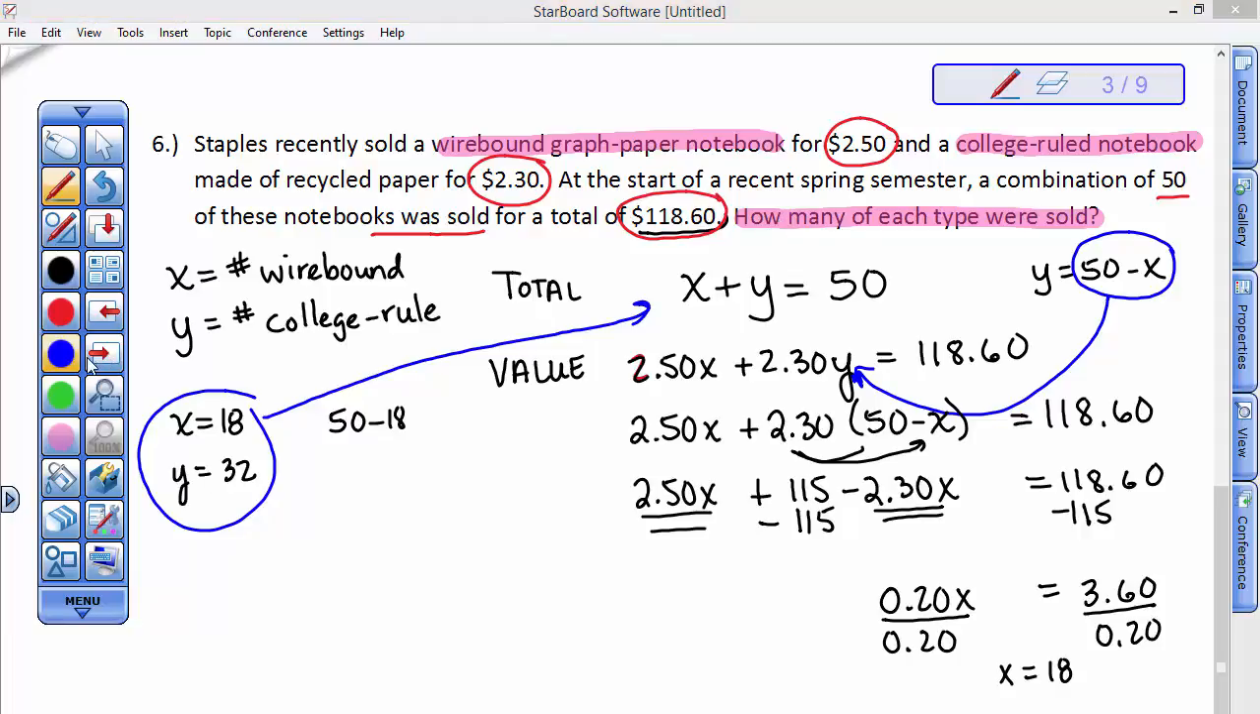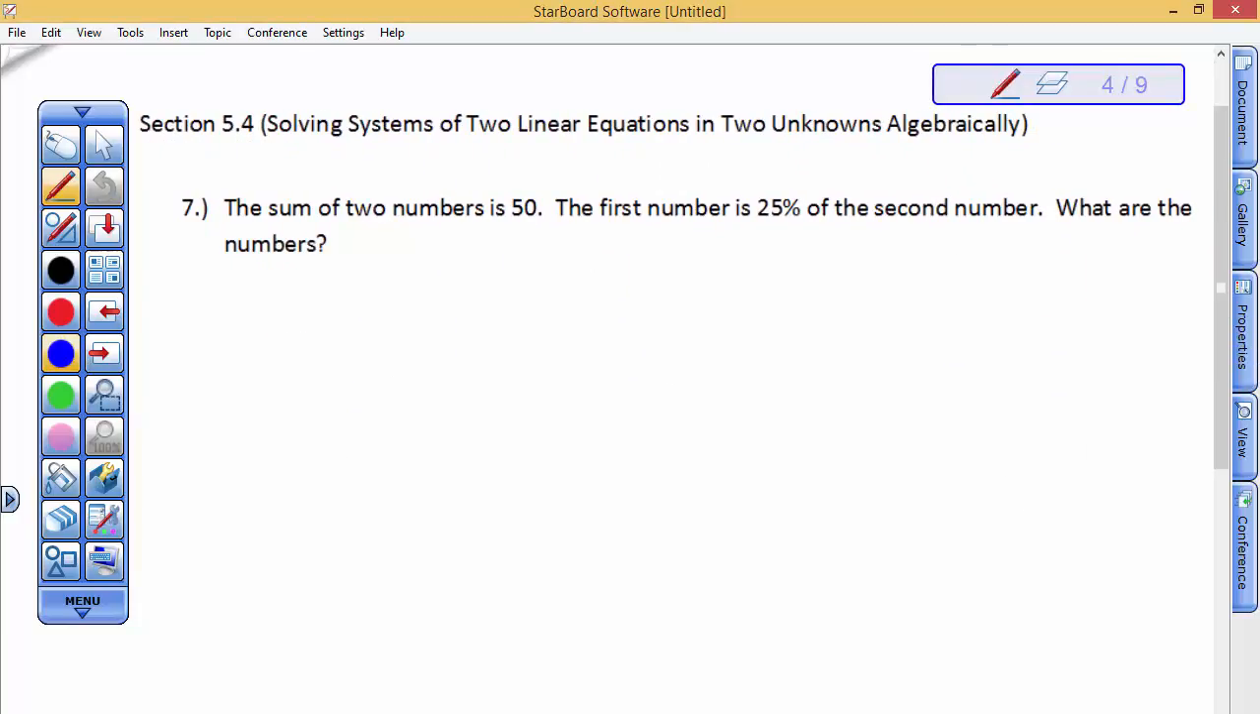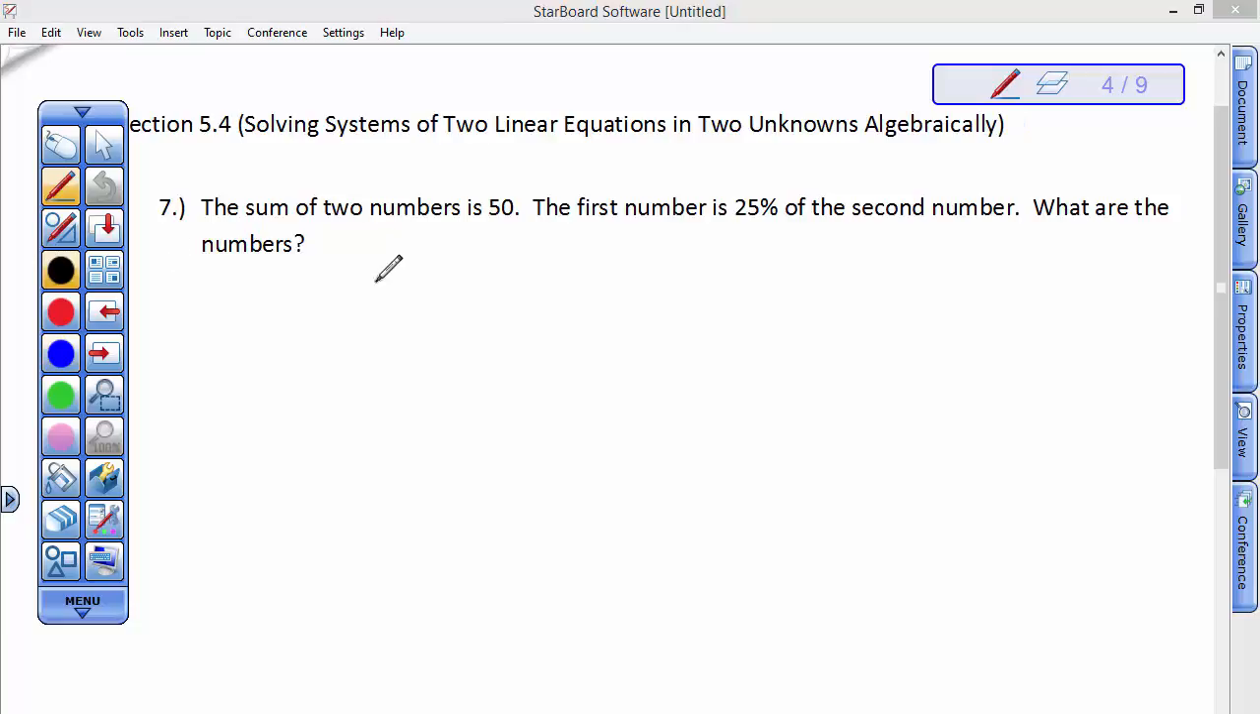So the sum of two numbers is 50. Well, that's pretty simple. X plus Y is 50. I hope I said 50 just now. The first number, that's X, equals 25% of the second number. The second number is the letter y. The first number is 25% of the second.